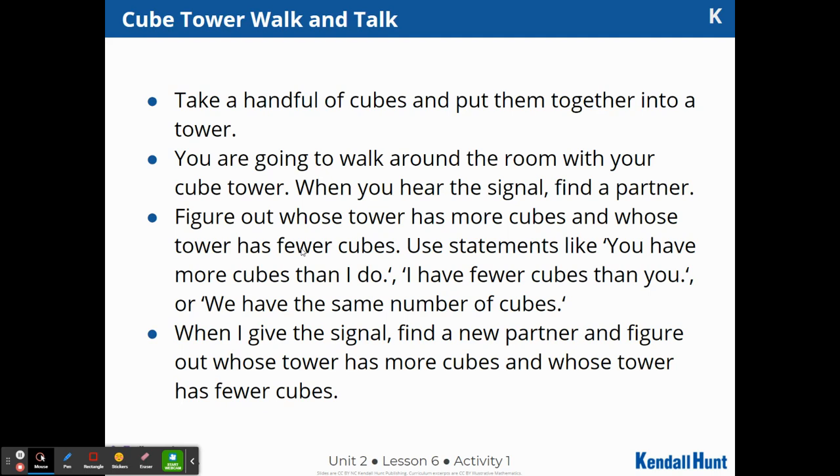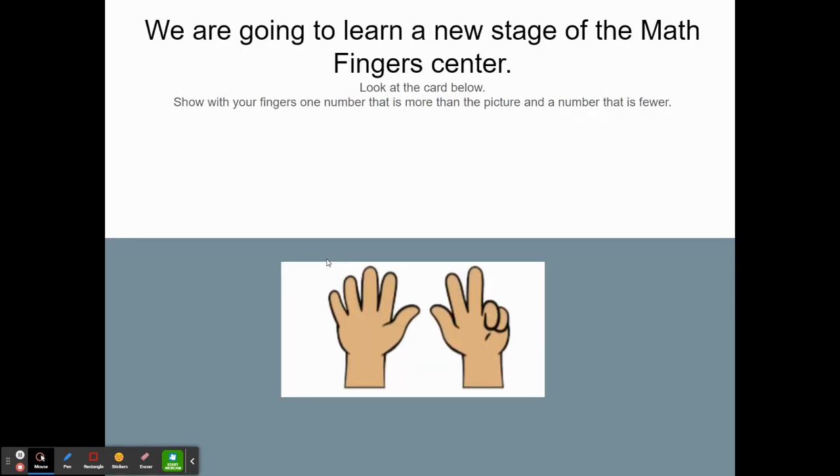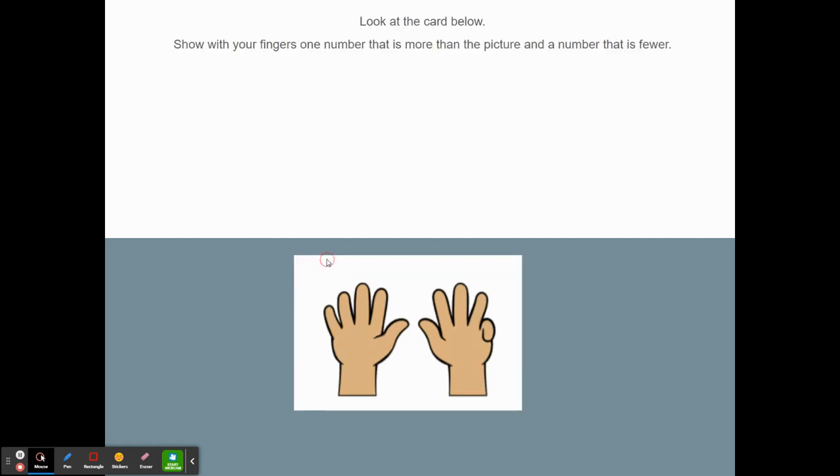And you want to make sure that you're reinforcing that vocabulary more and fewer. And then you're going to give them another signal. They're going to find a partner and then figure out whose tower has more and whose tower has fewer cubes. And then you're going to bring them back to the carpet and have a class discussion. This is going to put a timestamp in their brain about what the lesson was all about. And then go through the finger cards again.